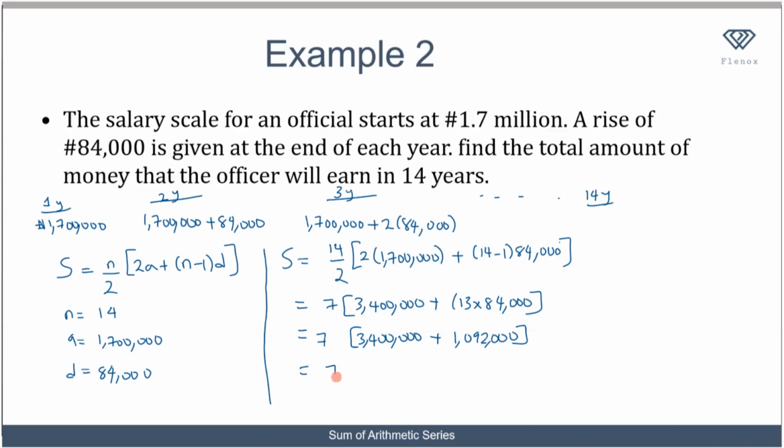So when I sum this up, I have 7 in the bracket, and this plus this gives me 4,492,000. When I multiply by 7, I have 31,444,000. So after he ends his job after 14 years, the official would have received a total of 31,444,000 naira. So that pretty much sums up the idea of the sum of arithmetic series.